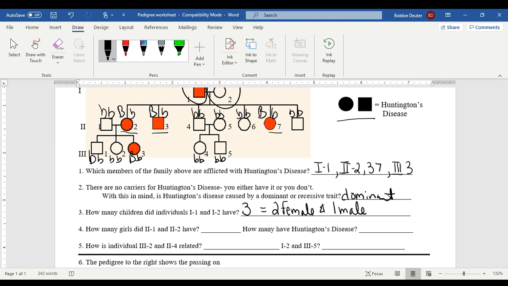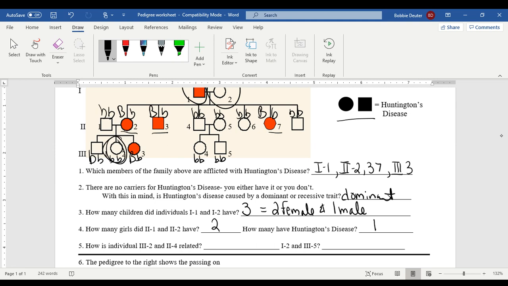Okay? For question number 4, how many girls did generation 2, parents 1 and 2 have? Well, they have 2 girls. How many of them have Huntington's disease? 1. So of the 2 girls, 1 of them has Huntington's. Their son does not.